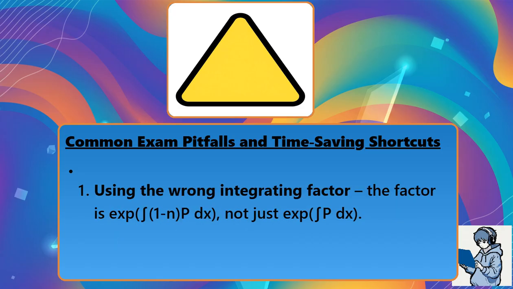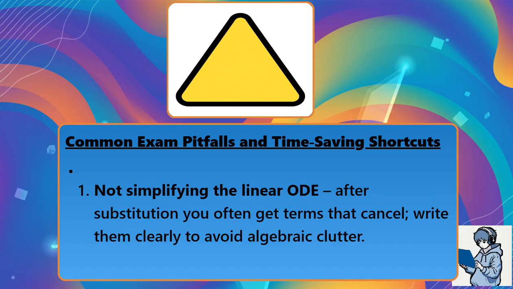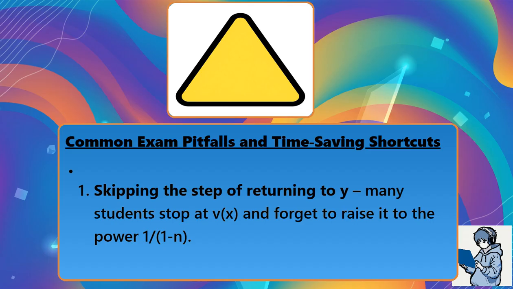Using the wrong integrating factor. The factor is exp of the integral of open parenthesis 1 minus n close parenthesis p dx, not just exp of the integral of p dx. Not simplifying the linear ODE. After substitution, you often get terms that cancel. Write them clearly to avoid algebraic clutter. Skipping the step of returning to y: many students stop at v of x and forget to raise it to the power 1 divided by open parenthesis 1 minus n close parenthesis.